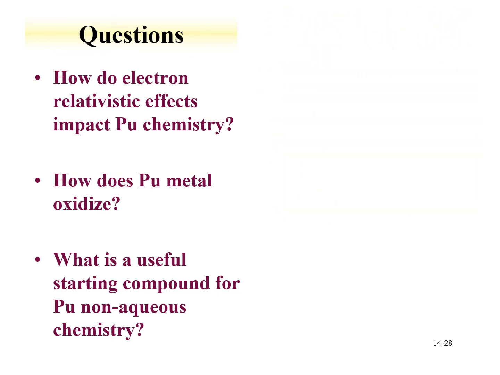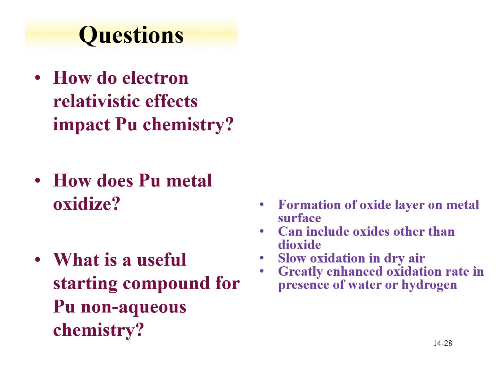How does plutonium metal oxidize? And we discussed the importance of understanding this oxidation. Well, the metal forms some sort of oxide layer on the metal surface, and then this oxide layer is less dense, so you can have a swelling of material. Sometimes this oxide layer can spall off, exposing more metal that can then undergo further oxidation.